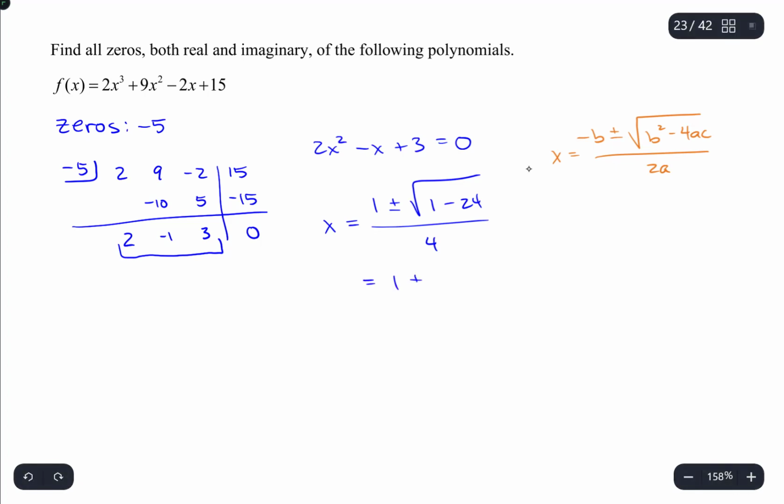So I have 1 plus or minus the square root of -23 divided by 4, which is 1 plus or minus i times the square root of 23 all over 4. And those are my remaining zeros.